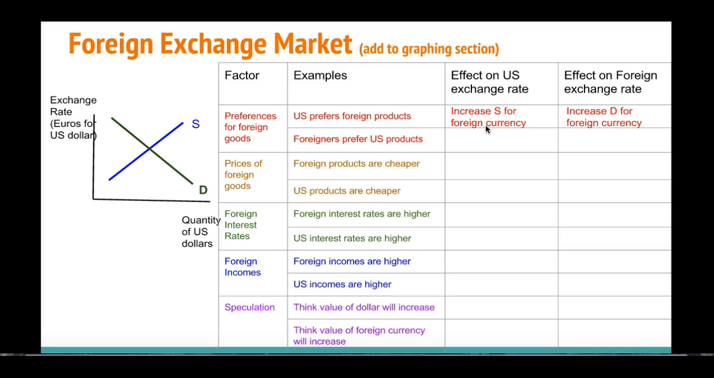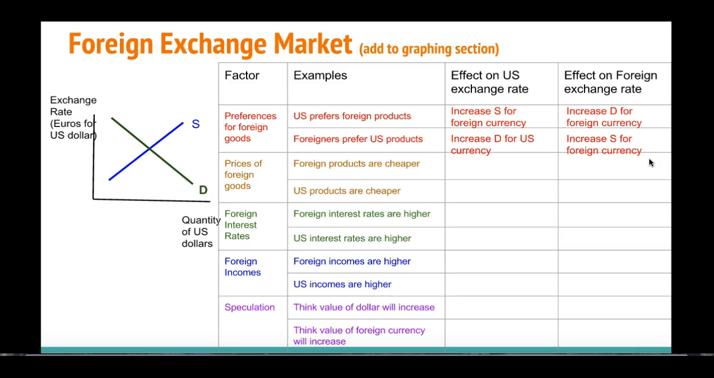Okay? So then the next one says foreigners prefer U.S. products. What if they prefer our products? Well, if foreigners prefer U.S. products, let's look at the demand side first. Because they want more U.S. products, what happens to our exchange rate? They're wanting our products, so they need more dollars. So it's increasing the demand for U.S. currency. But on the foreign exchange market, for British pounds for example, they need to supply more British pounds to be able to get more U.S. dollars. So it's going to increase the supply of foreign currency.